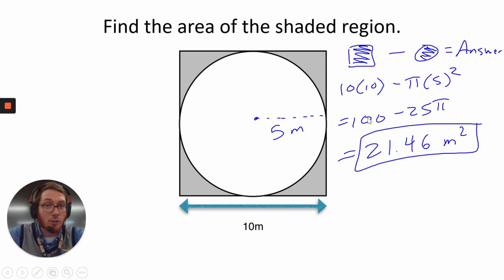So I find the area of the square all the way around, so that's 10 by 10, which is 100, and then find the area of the circle, which is pi r squared. Remember, that's pi times the radius squared, which would be 5 squared, not 10 squared. I get 25 pi for the area of the circle. So to find the area of the shaded region, it would be 100 minus 25 pi.